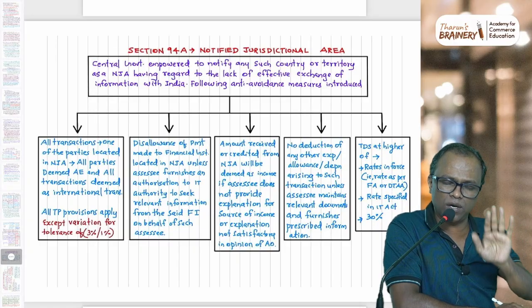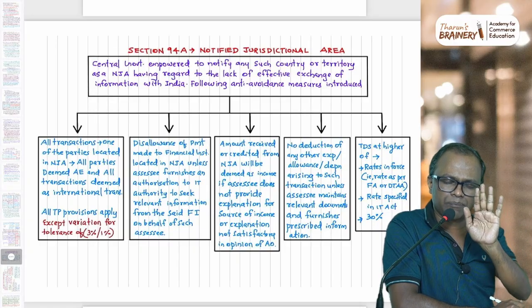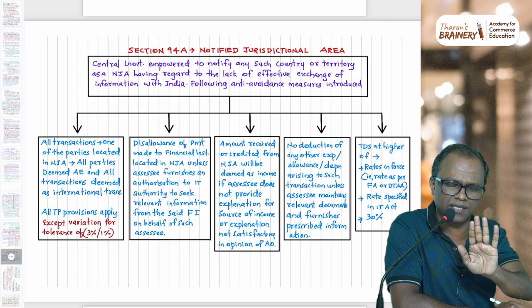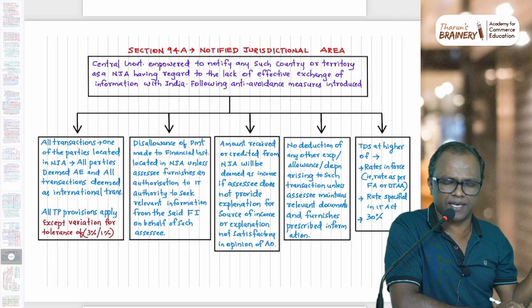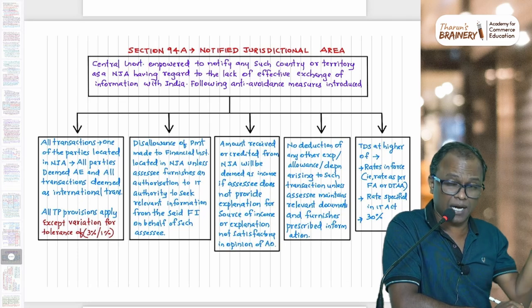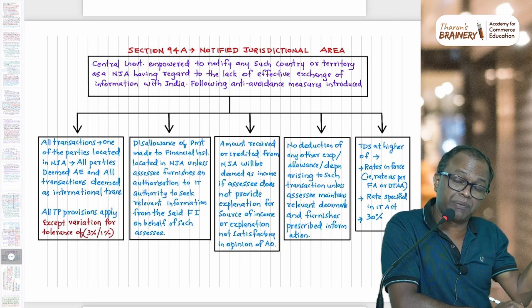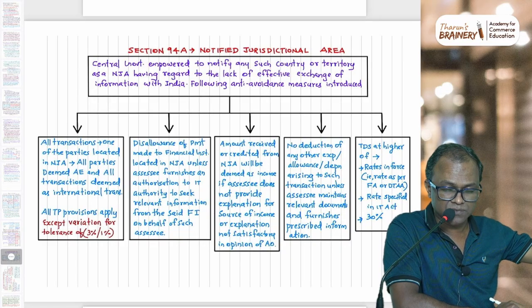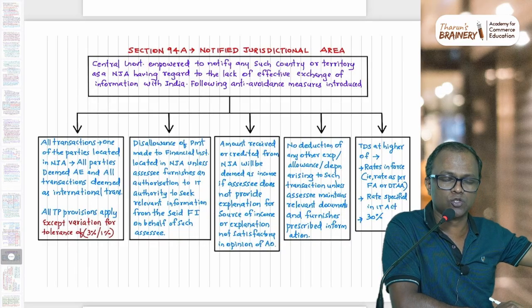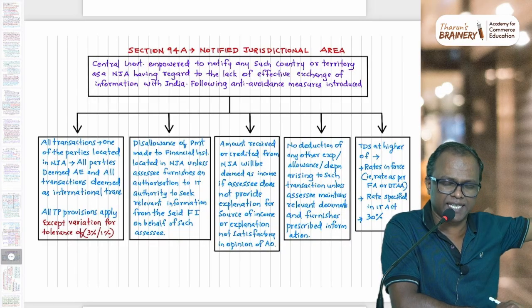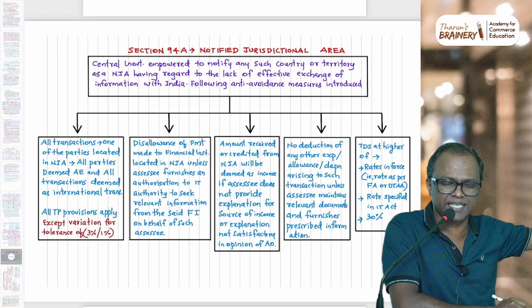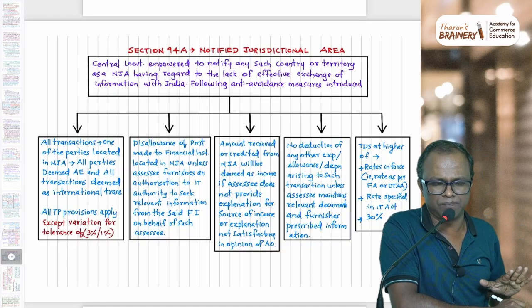Okay. Once it is notified, a person resident in India making a transaction with any person located in NJA, that may be an individual, that may be a company, or that may be a permanent establishment of a foreign company located in another country. For example, a foreign company located in Dubai has a branch in NJA and the Indian entity is carrying out a transaction with that branch in NJA. This provision will be applicable.